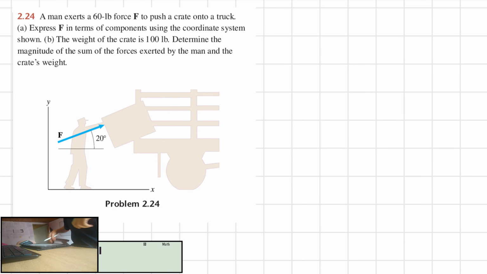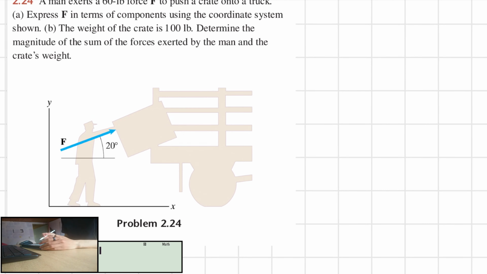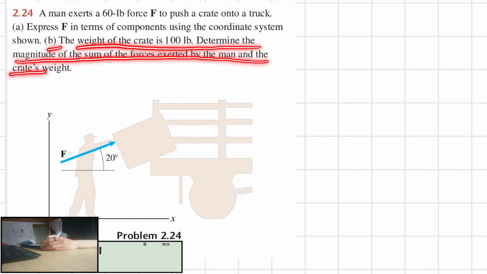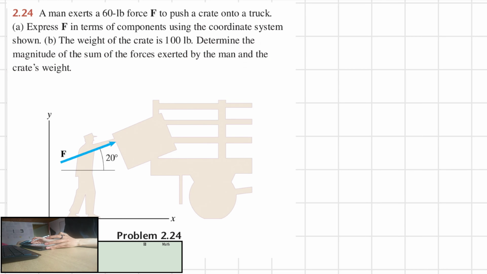Exercise 2.24. A man exerts a 60-pound force F to push a crate onto a truck. A. Express F in terms of components using the coordinate system shown. B. The weight of the crate is 100 pounds. Determine the magnitude of the sum of the forces exerted by the man and the crate's weight.